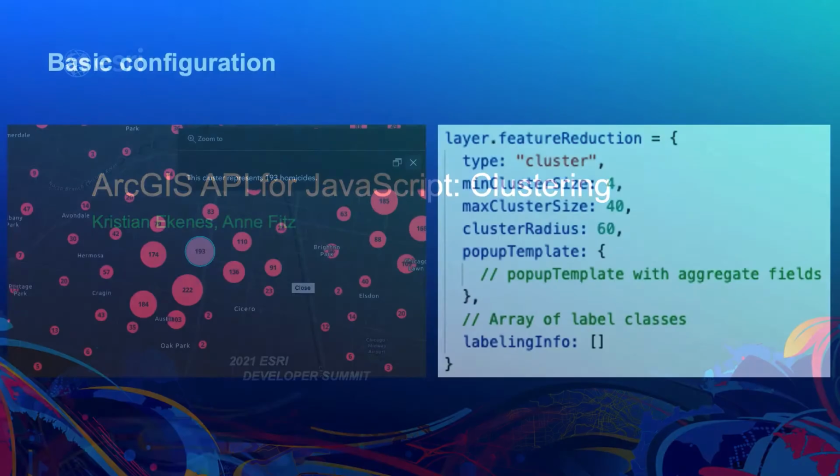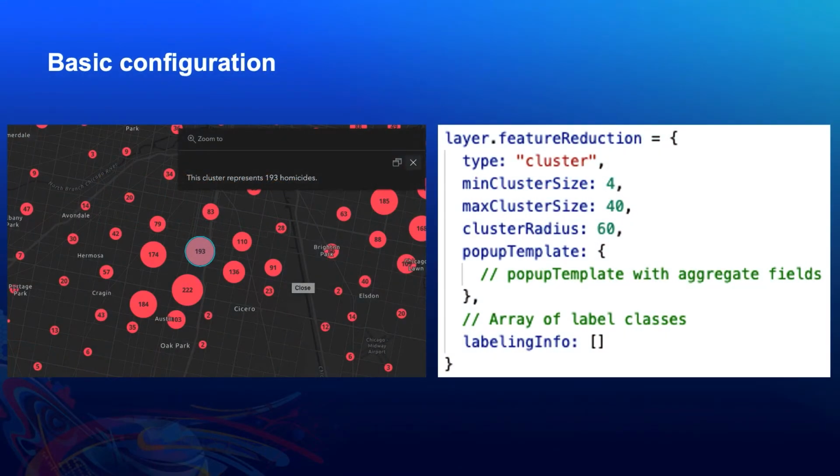So for those of you who don't know, clustering is a form of feature reduction that groups features in a similar location on the map into a single symbol or a cluster. The size of this feature depends on the number of features it represents. So more features equal a bigger symbol.